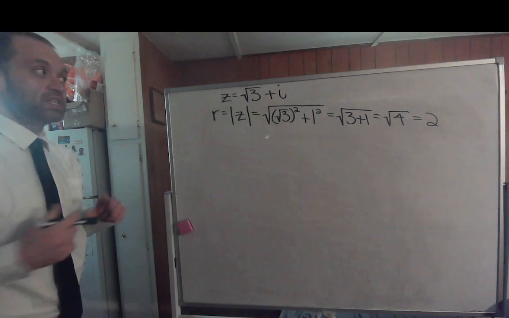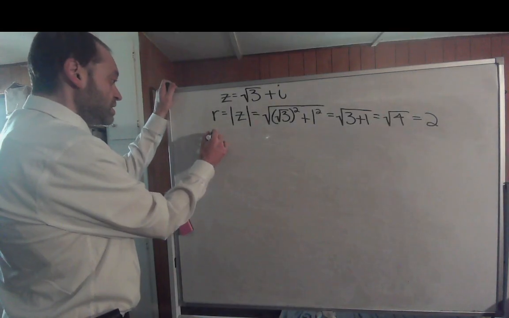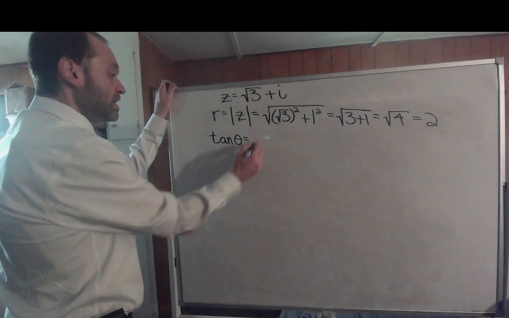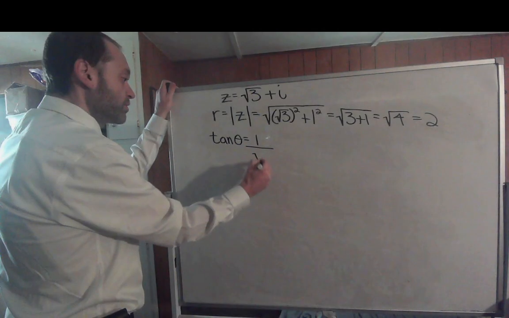Alright, now we just need to deal with the angle. So the tangent of theta equals 1 over the square root of 3.